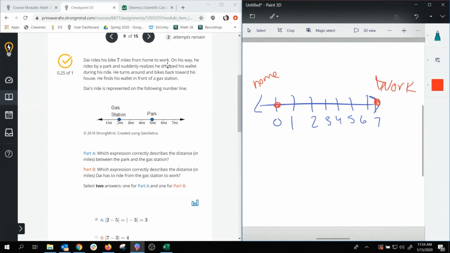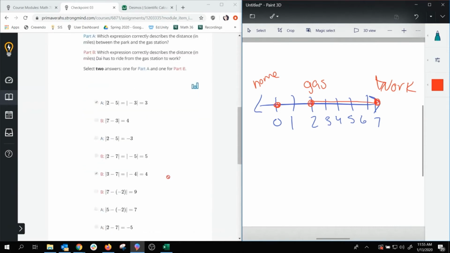And the gas station was 2 miles from his house. So if I'm going from his gas station to work, if I'm going from 2 to 7, what is the distance between the gas station and Dai's work? 5, right? So we want to pick the one that has the positive 5. That one was a little bit tricky because you had to read the question carefully. And you couldn't just use the number line. You had to actually read it. 5 miles, perfect.